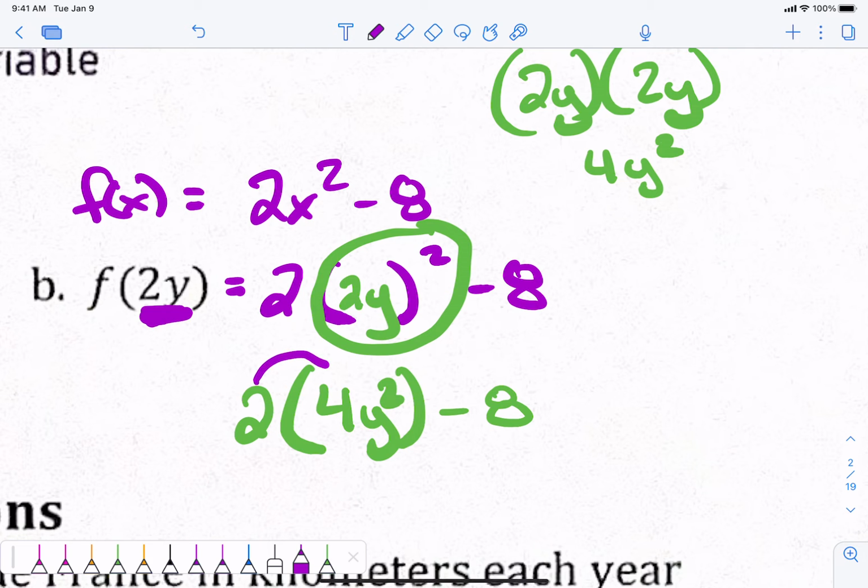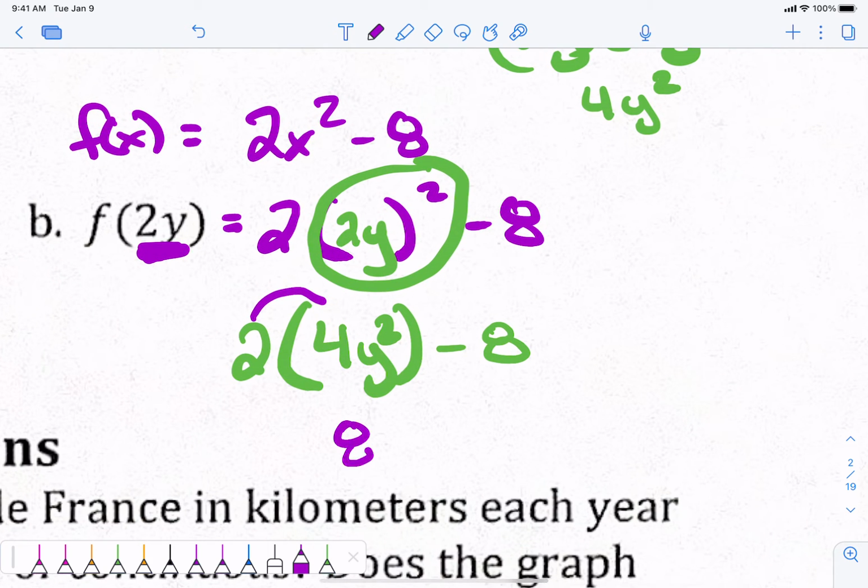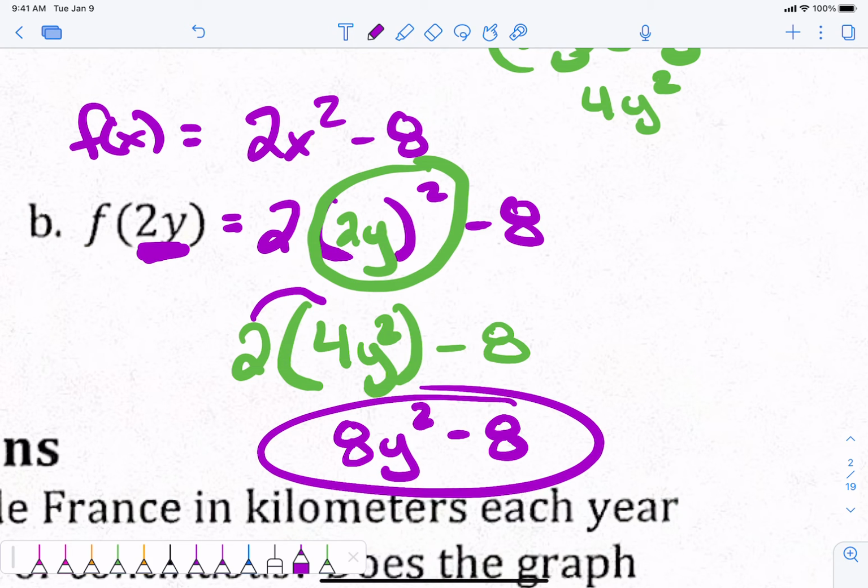Okay, what's 2 times 4y squared? 8y squared minus 8. Okay, what's 8y squared minus 8? You cannot add them, because the only way that you could add them together is if that one had a y squared on it also. But it doesn't, right? You can only combine like terms, right?